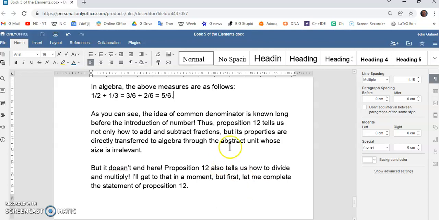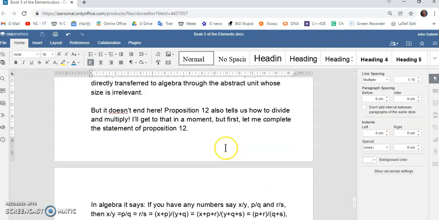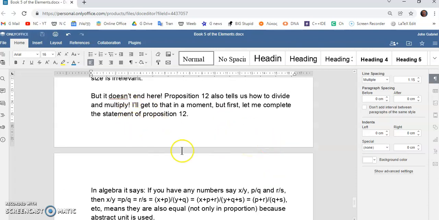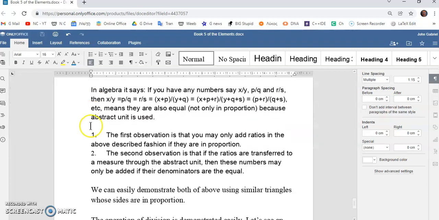But it doesn't end here, if you think that. Proposition 12 also tells us how to divide and multiply, and I'll get to that in a moment, but first let me complete the statement of proposition 12. So we see that in algebra, this is what proposition 12 says. Remember, before we were talking just about ratios, but in algebra, this is what it means. We're using measures in algebra, not ratios.